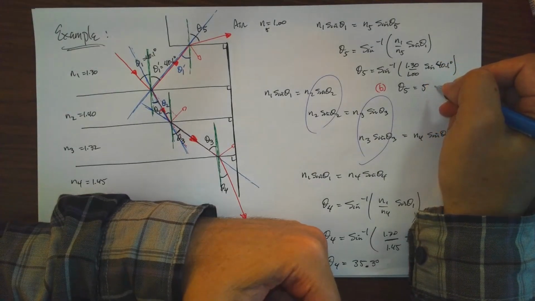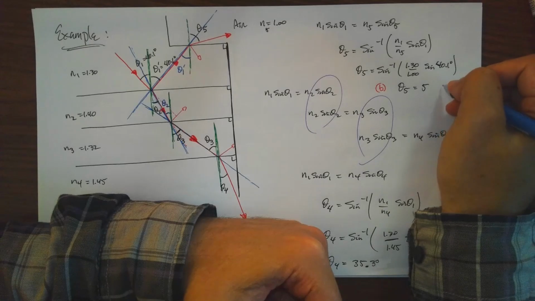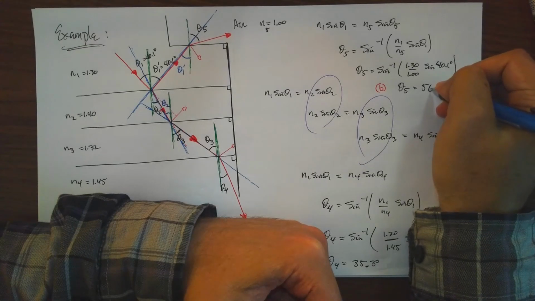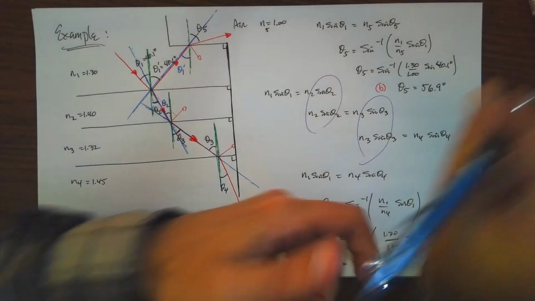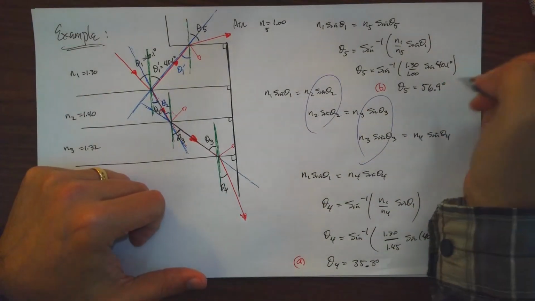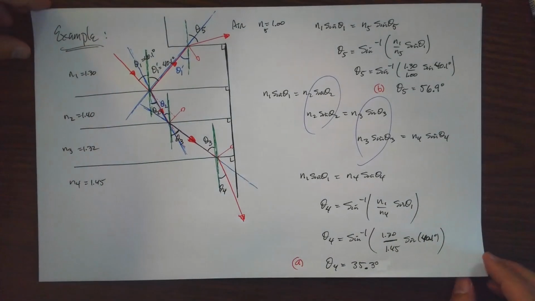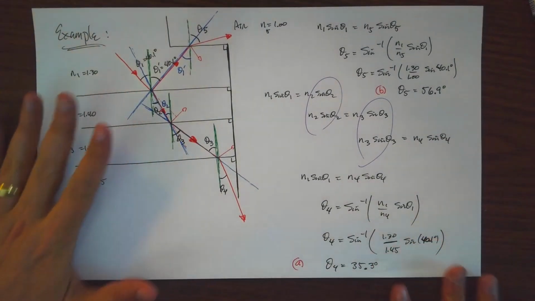We get what? 56.9. I got 56. There you go. Thank you. Okay. All right.